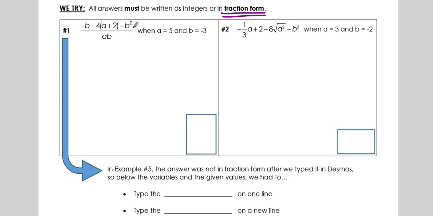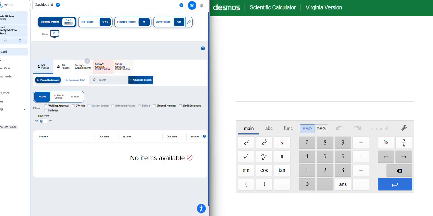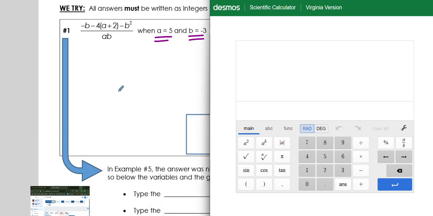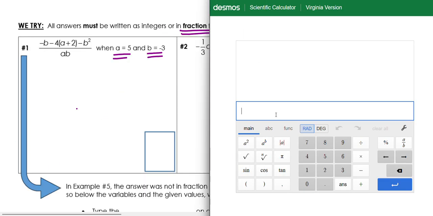So in place of each of these variables, we're going to substitute these in, but we do not need to do that by hand. All right, so a equals 5, b equals -3. So when we're dealing with a fraction and we want our answer in fraction form, we're going to type everything on top and evaluate just that part of it.